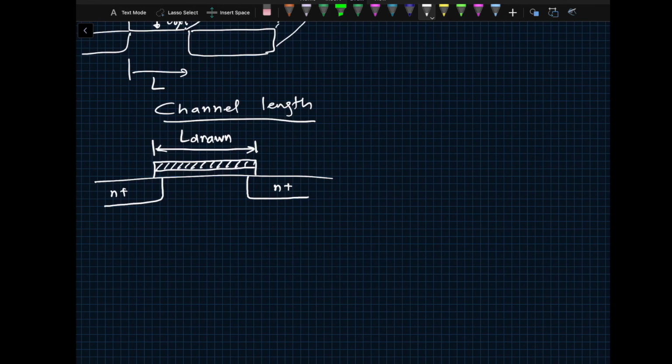Okay. However, we already know that the diffusion will travel laterally on both sides, and then you will end up having this error. You will have lateral diffusion of LD in this case. So then your L effective is actually L drawn minus 2 times LD. So now you can pretty much get the hang of it. If I simply stretch the transistor when it comes to increasing the channel length, then you can immediately tell that, hey, let's say I would like to have a transistor with n times L drawn.